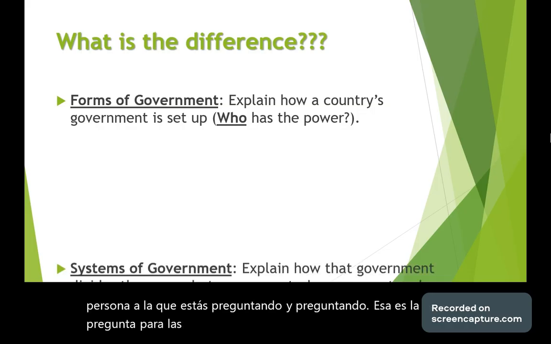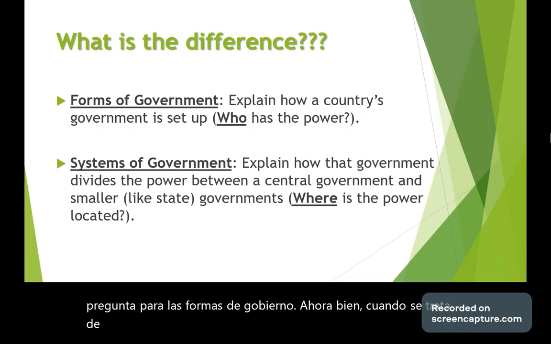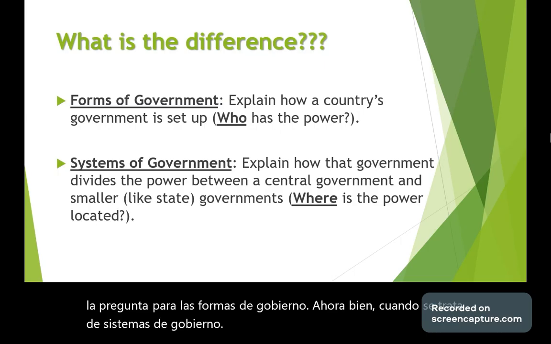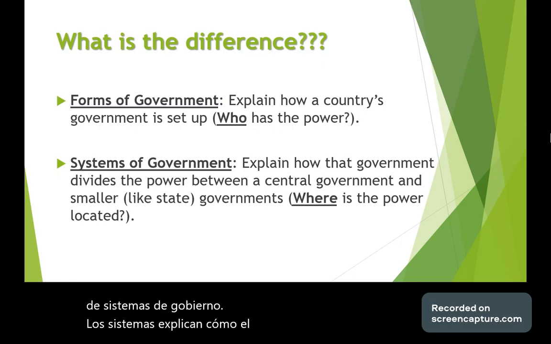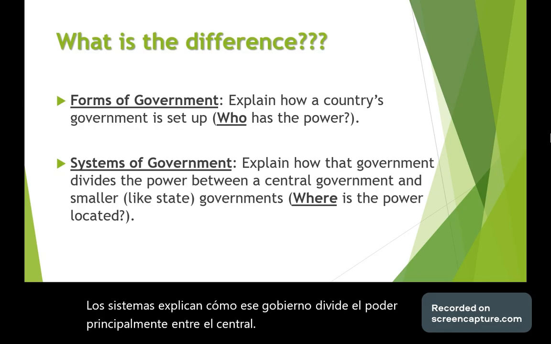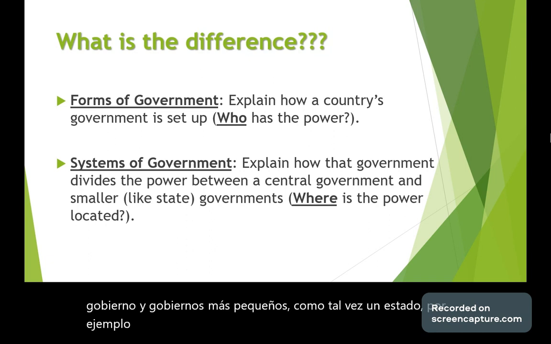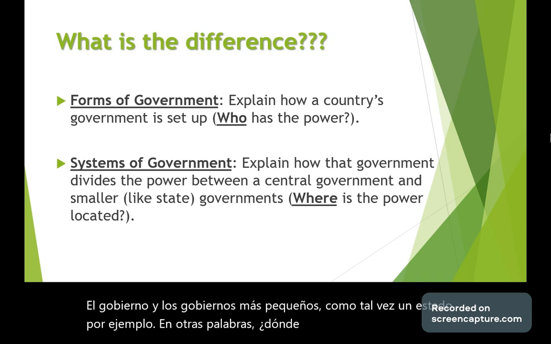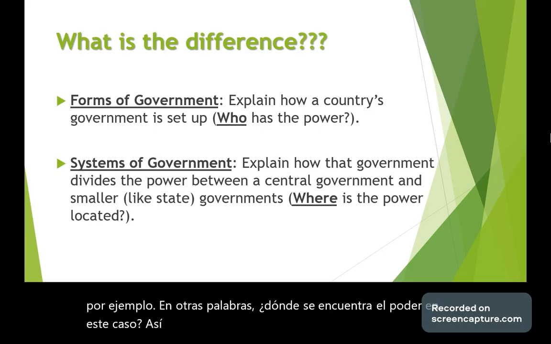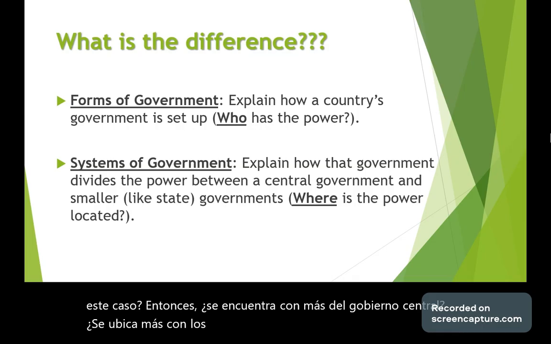Now, when it comes to systems of government, systems explain how that government divides the power primarily between the central government and smaller governments, like maybe a state, for example. In other words, where is the power located in this case? Is it located with more of the central government? Is it located more with the state governments? Or is it somewhere in between?